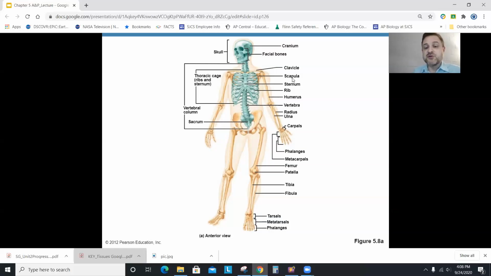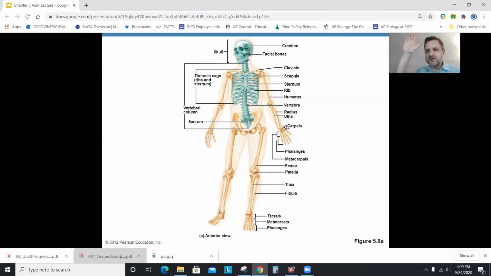We've done your scapula, which is your shoulder blade. That's in your back. We've done sternum, ribs. So humerus is the bone of your upper arm. The radius and the ulna are the two bones of your forearm. The radius is always in line with your thumb. So if you have your arm like this, this is your radius, this is your ulna.